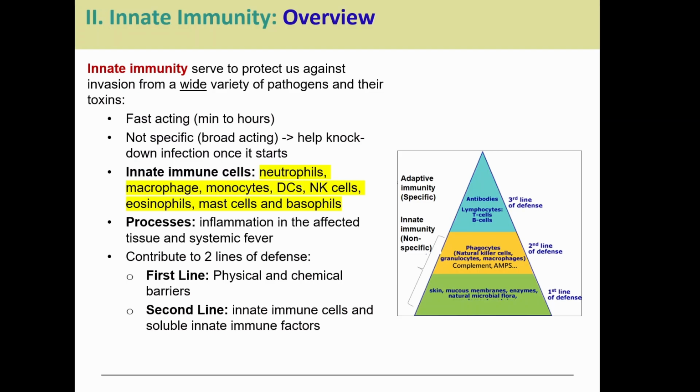And it's going to include things, again, like the neutrophils, the macrophages, the monocytes, the dendritic cells, the natural killer cells, the eosinophils, the mast cells, and basophils. So, long list. Some of the things we're going to do with this is things like inflammation as well as fever. And we have two lines of defense that are part of the innate immunity, and that's the first and second line. First line being barriers, second line being the first level of immune cells.